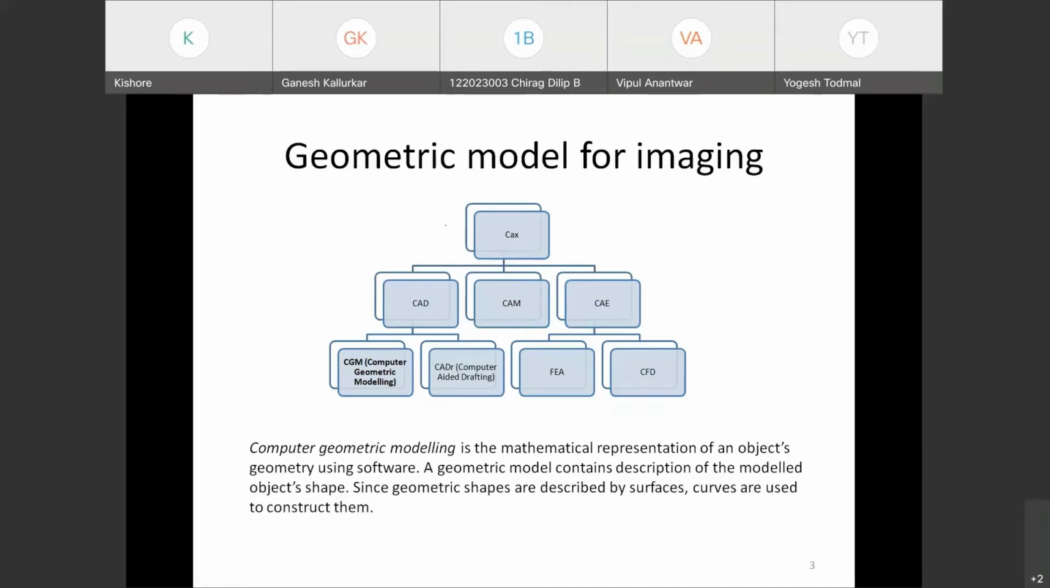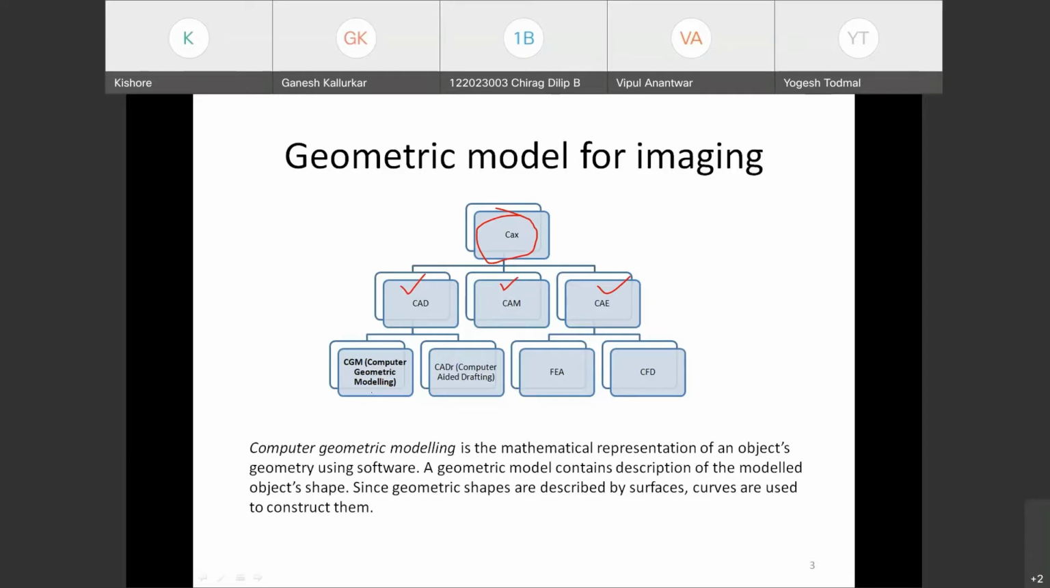Okay, so we have been studying in manufacturing or in mechanical engineering this subject called CAX, which encapsulates nothing but your CAD, CAM, and CAE. So CAD stands for computer aided design, CAM stands for computer aided manufacturing, and CAE stands for computer aided engineering. In CAD again you have CGM, which stands for computer geometric modeling, and then you also have CAD, which also stands for computer aided drafting.